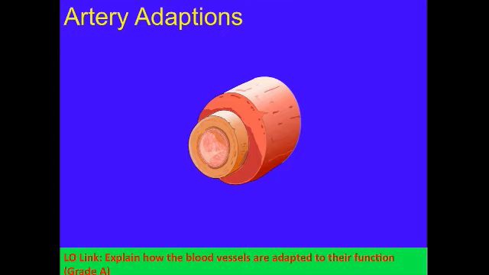Okay, and because they carry blood at very high pressure, they need a very, very thick, strong wall around them so that they don't burst. Okay, so the arteries have a very, very thick muscular wall, so that all of the blood that's at high pressure gets contained within there. Okay, this is how the artery is adapted to its function.